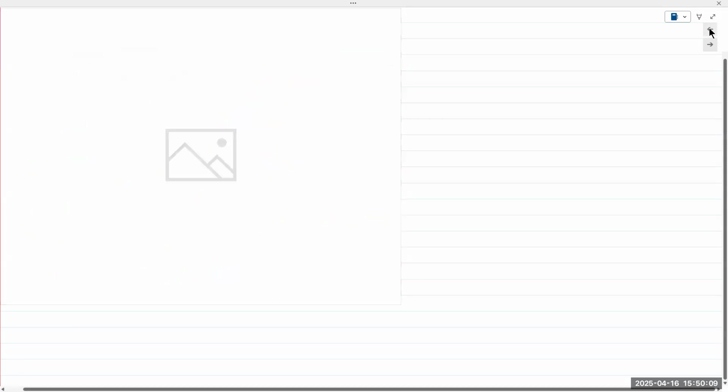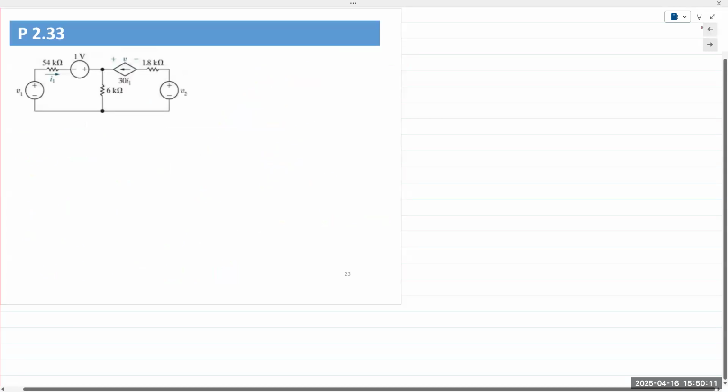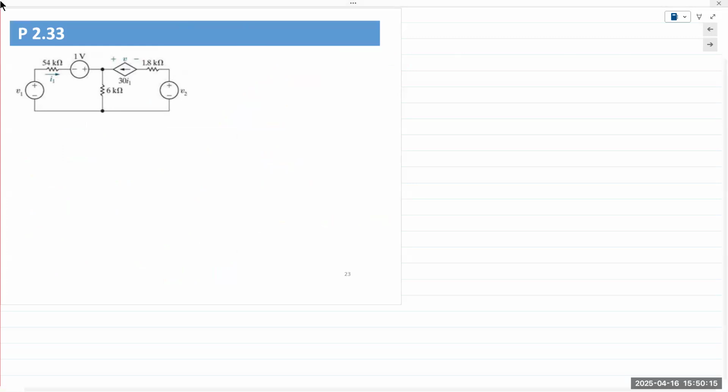So that's the end, but let's go back to 2.33. So in 2.33, we have three independent sources and one dependent source. Okay, one dependent source.